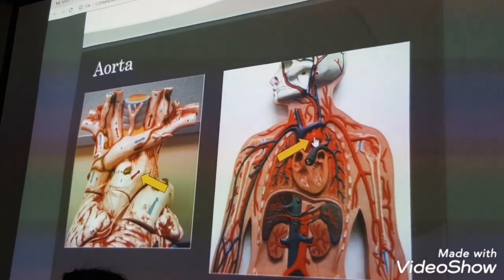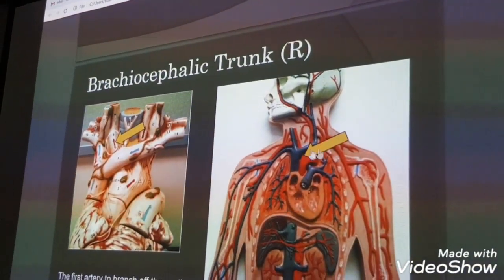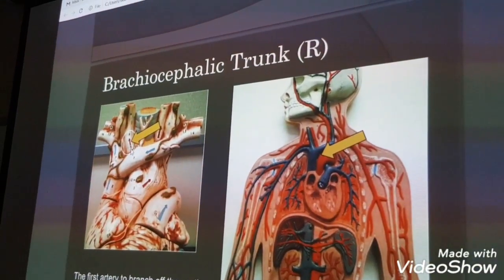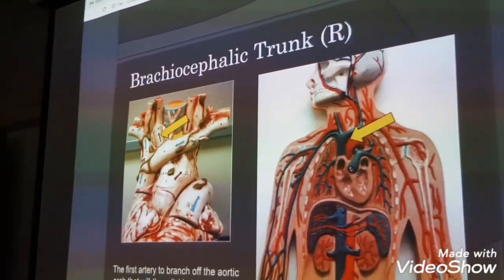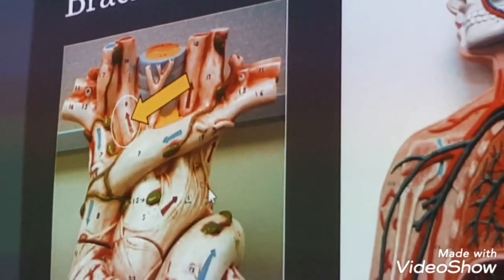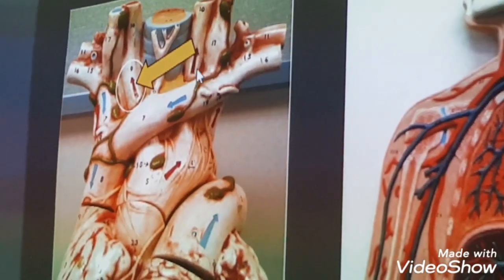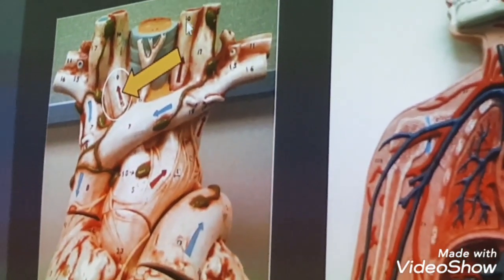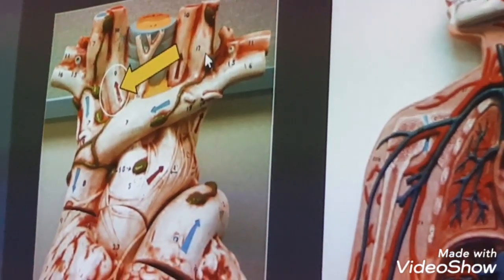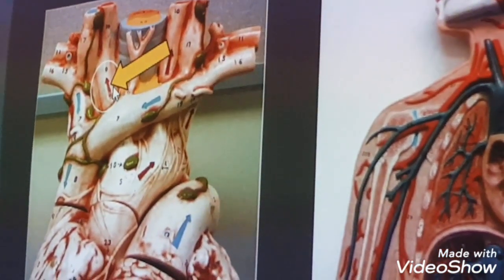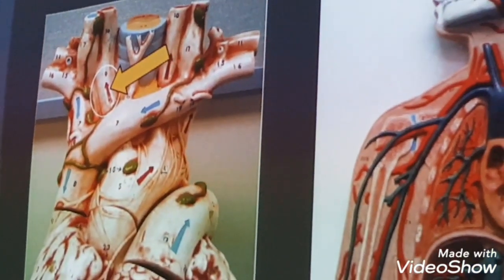This is the aorta. Off of the aorta, there are three branches. The first one is the brachiocephalic trunk. That's B, because the arch of the aorta gives rise to the brachiocephalic, left common carotid, where my mouse is, and left subclavian. So I call that your basic life support off the aorta.